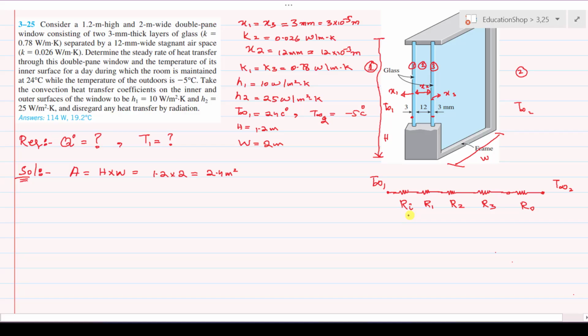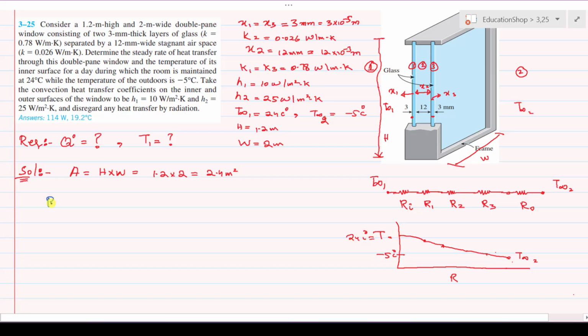As we know, if I draw the temperature versus resistance to the heat transfer graph, the temperature drops gradually as it passes each resistance to the heat transfer, and finally the temperature drops to T infinity 2. Here the temperature value is -5 centigrade. Here the temperature value is 24 centigrade.